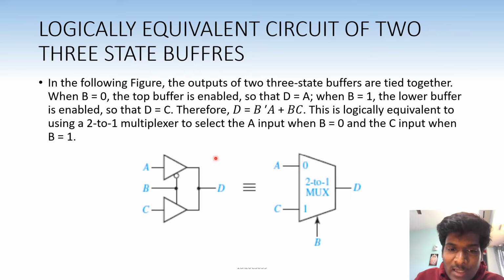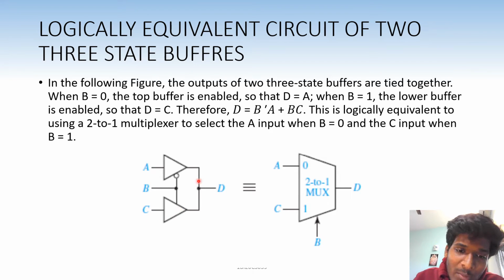So in this case, the output D will be equal to the input A. When B is 1, the lower buffer is enabled, that is the buffer C, or the buffer with the input C, is enabled because here the enable bit is not inverted. Therefore, when B is 1, the lower buffer is enabled. In this case, D will be equal to C.